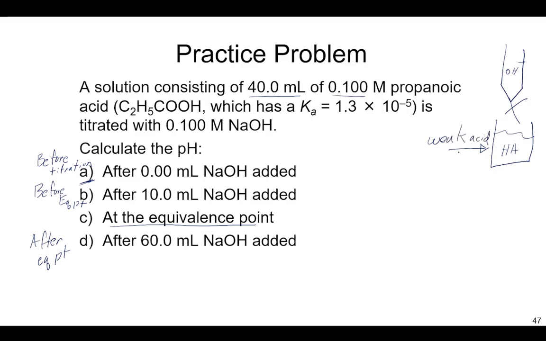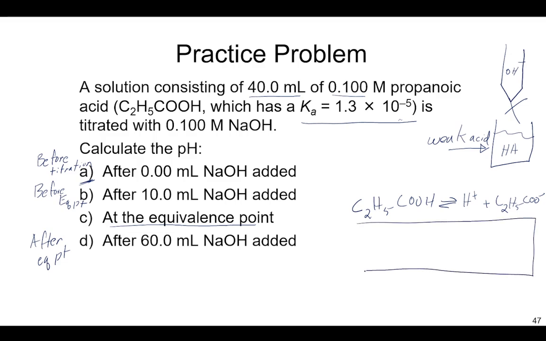And if it was a strong acid to get pH, we would just do negative log of that acid concentration. But it's not a strong acid, it's a weak acid. And for a weak acid, we have to worry about its equilibrium and its Ka. So let's think about what this acid is. Propanoic acid, C2H5COOH. It has its own equilibrium. It's just floating around, right? It's going to break apart into H plus and C2H5COO minus.